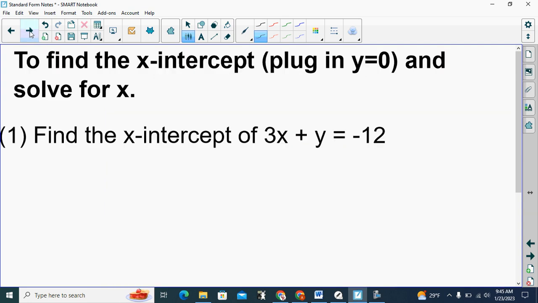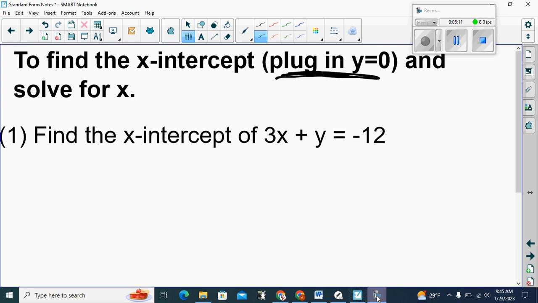Example 1 asks us to find the x-intercept of 3x plus y equals negative 12. To find an x-intercept, we are going to plug in y equals 0. To get an x-intercept, we put in 0 for y, and then we can solve for x. To find an x-intercept, plug in 0 for y, solve for x.